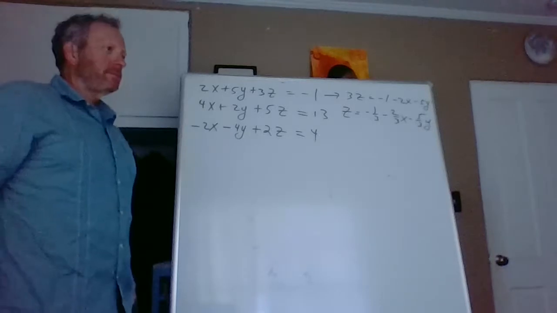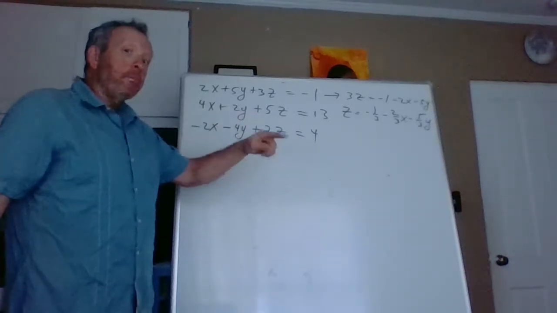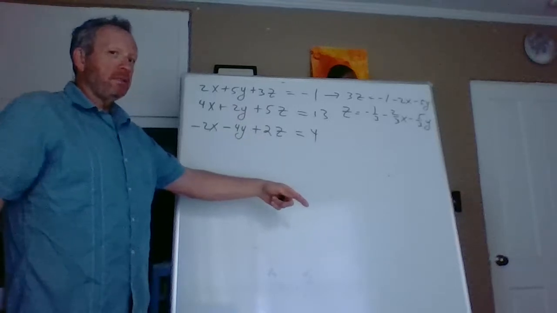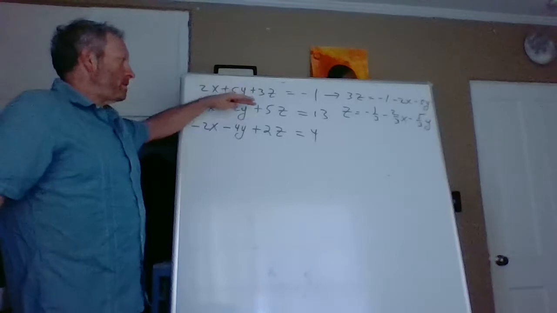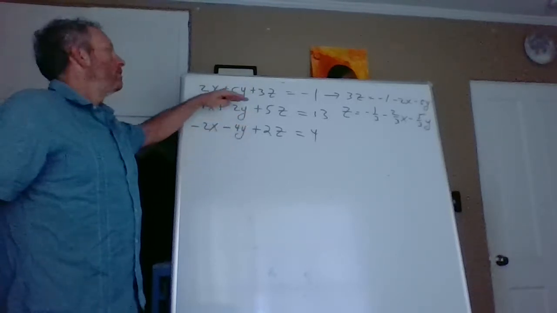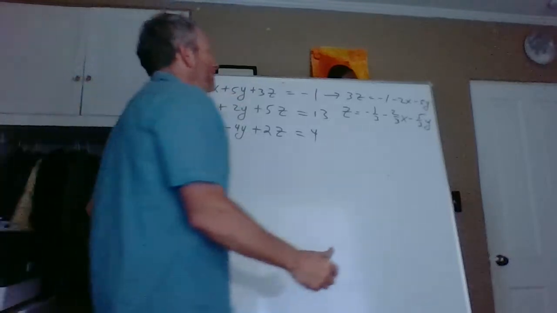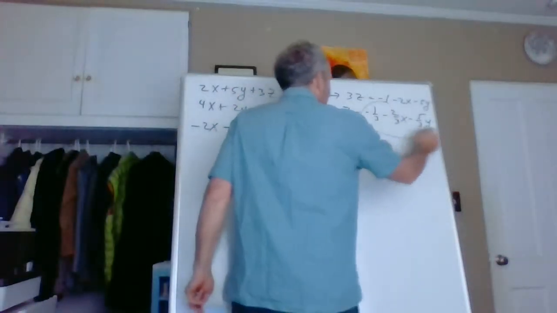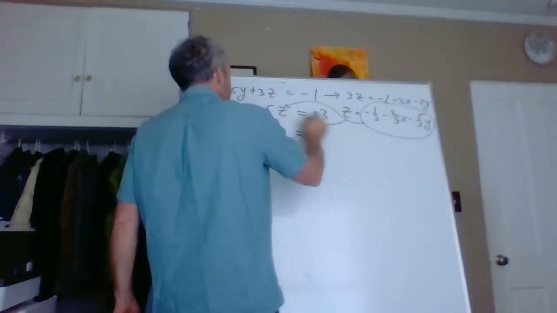Step 2. You substitute this in the remaining 2 equations. So if I started with the first one, I'm going to substitute in equation 2 and 3. If I started with equation 2, I'd substitute in equation 1 and 3. But the remaining 2 equations. So let's take this here and substitute it in for z. There.